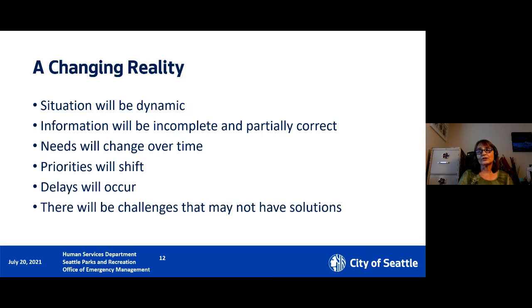Delays will occur. This can also be a challenge when we are trying to support services and provide resources, and delays may occur to the extent where what we have done is no longer relevant as well. There will be challenges that may not have a solution. This occurs in the best of times and during a disaster even more so.